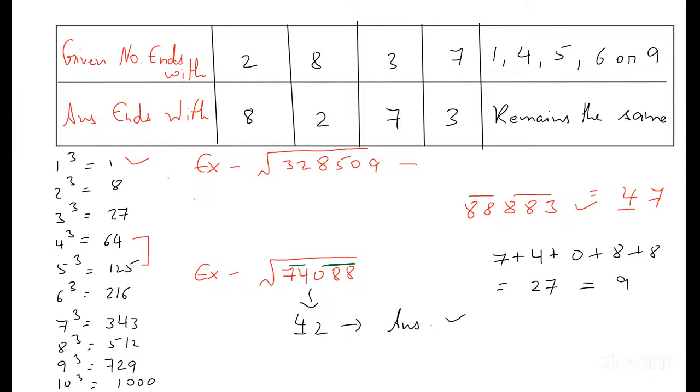So it comes between 4 cube and 5 cube, and then what? Then we will just take the 4 cube, the upper one. That is going to be considered as the first digit. Okay.